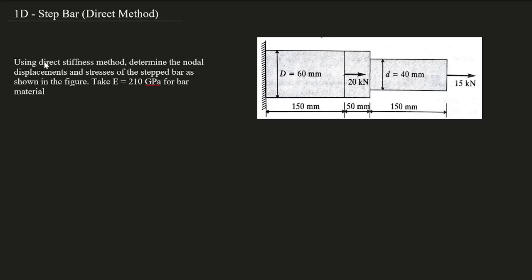In this video, we will see the one-dimensional stepped bar in finite element analysis. The problem states: using the direct stiffness method, determine the nodal displacements and stresses of the stepped bar as shown in the figure. Take E equal to 210 gigapascal for the bar element. Here E is Young's modulus. So how do you solve this problem?